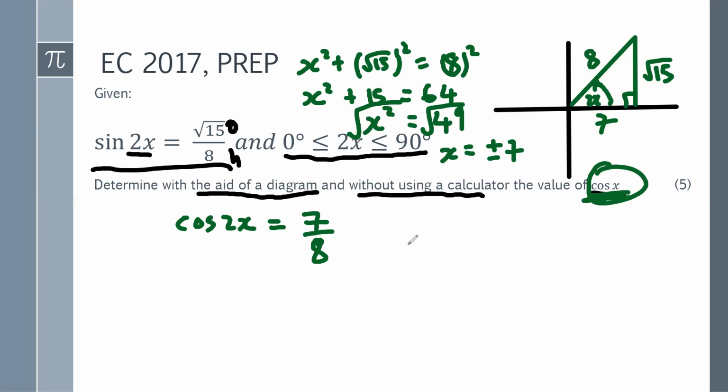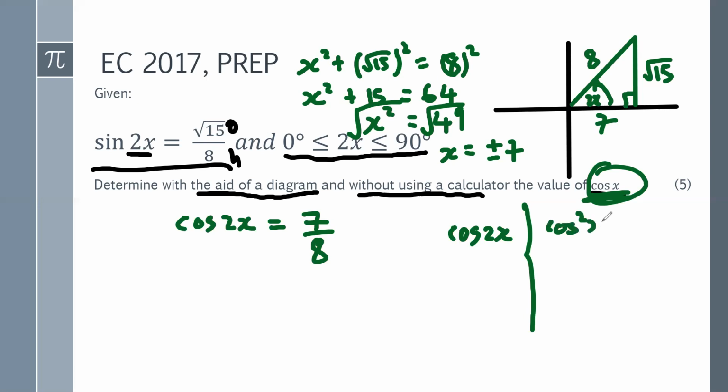Well, this is where you have to remember your double angles. So you go to your formula sheet. If you have not memorized those double angle formulae, you go to your information sheet and you will have three forms of the double angle for cosine.